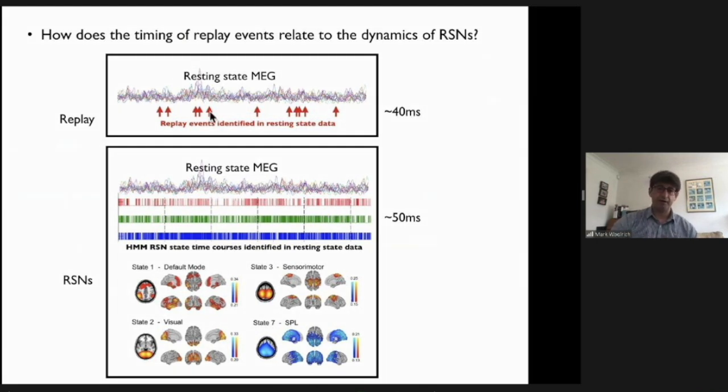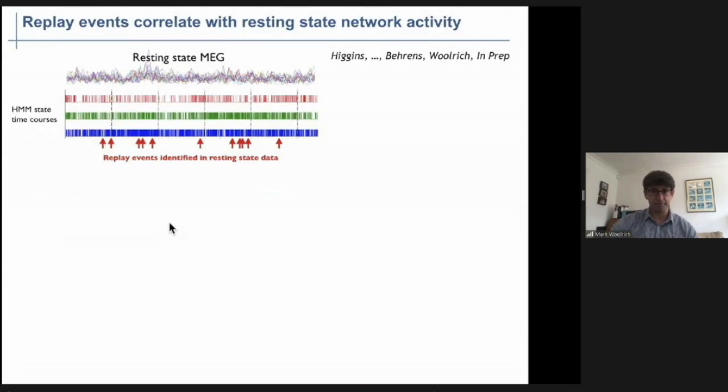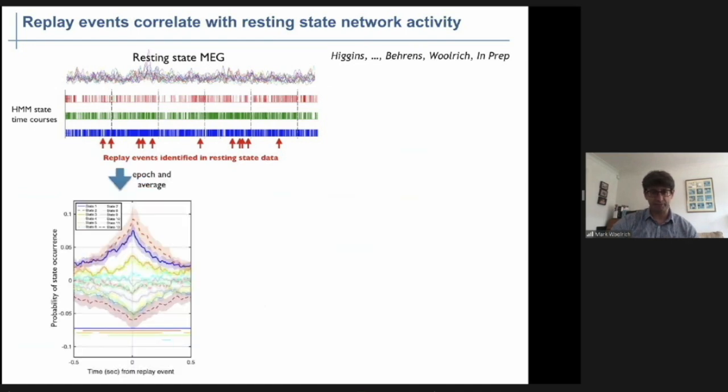So as I say, we infer replay events and the HMM state time courses separately on the same resting state MEG data that's come from the replay experiment. And then we look to do the same evoked response analysis, whereby we basically epoch around the replay events, the different state time courses, and average over repeats of events. And this gives us effectively these evoked responses of the state time courses that tell us about the probability of the state occurring time locked to the occurrence of the replay events.